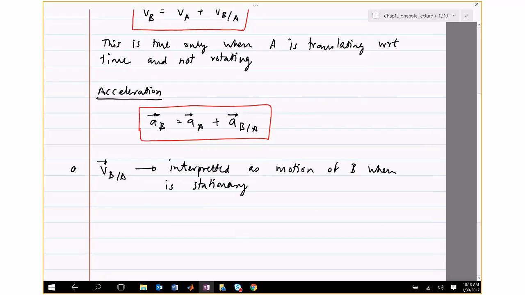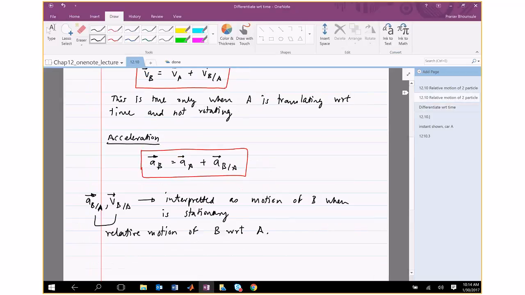And the same thing for aB with respect to A. So this thing here, B with respect to A, in acceleration as well as velocity, is the relative motion of B with respect to A. It's telling you how the motion of B will change with respect to A. So in the same example of the space shuttle, if the person is moving around, you can think that the space shuttle is stationary and observe the motion of B as it changes with respect to A, and that gives you their relative motion. It's basically this vector here.